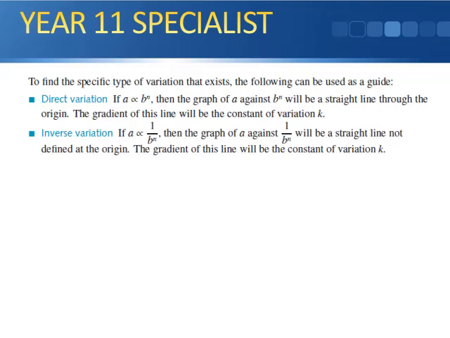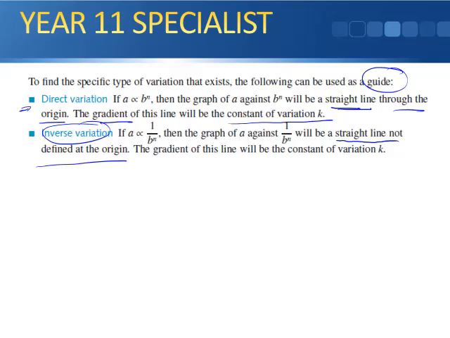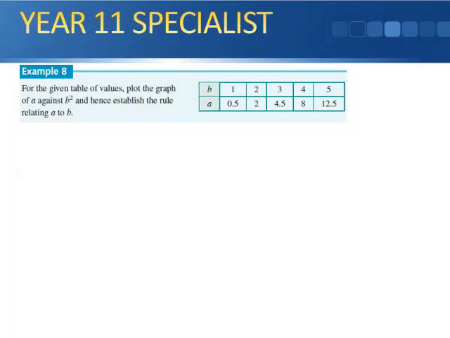Now, to find the specific type of variation that exists, you can use this as a guide. Direct variation, if a is proportional to b to the power of n, then the graph of a against b to the power of n will be a straight line through the origin. The gradient of this line will be the constant of variation k. If it's inverse variation, then the graph will be a straight line not defined at the origin, and the gradient of this line will be a constant variation, which is k.